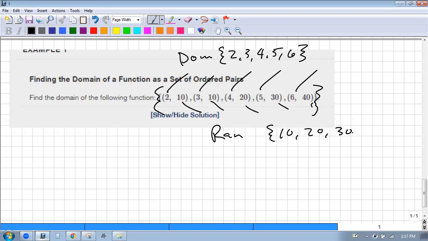Notice the 10 shows up twice. So what? It doesn't mean we write it twice, right? The range is just all the possible outputs. We don't have to write it twice there.